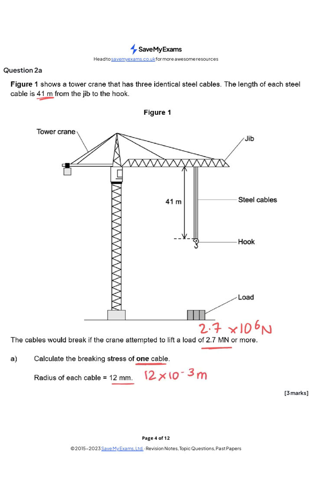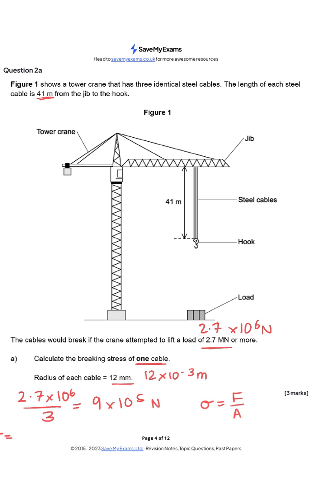negative 3 meters. First thing we want to consider is that the braking force we've been given is for all 3 cables. So if we work out for 1, we would do this divided by 3. So the force in each cable is 9 times 10 to the power of 5 newtons. We are going to be working out stress. So the equation for stress is force divided by area. We've got the force, we just need to work out the area as well. And I'll put it all in the equation together.